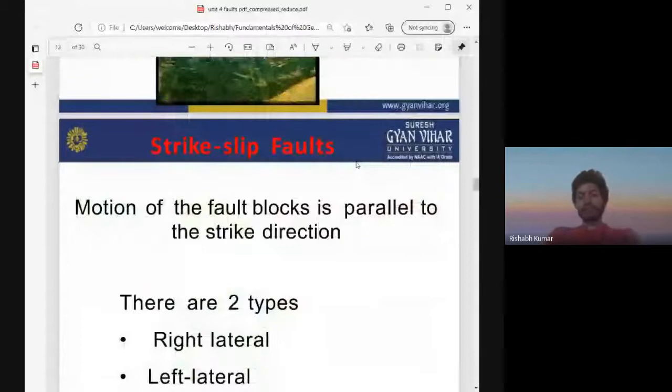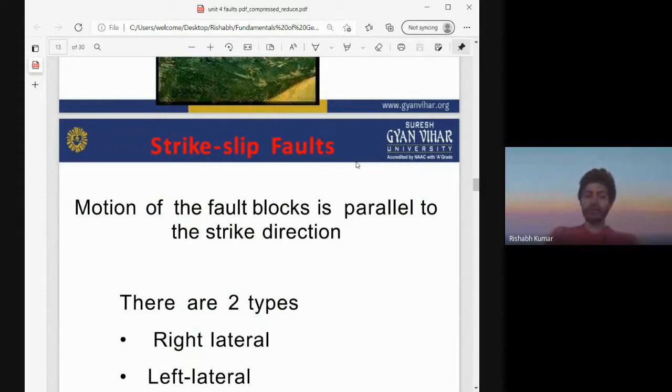Then comes your strike slip fault. ये जो आपका पीछे थे, ये क्या थे आपके डिप स्लिप फॉल्ट. ये जो आपके मूवमेंट इन द डिप स्लिप फॉल्ट, the movement of the blocks was in the direction of the dip. But in this case, your strike slip fault में जो slip होगी, the direction of movement of the blocks will be along the direction of the strike, not in the direction of the dip, right? So motion of the fault block is parallel to the strike direction in case of your strike slip faults.